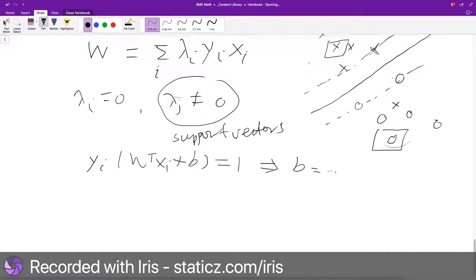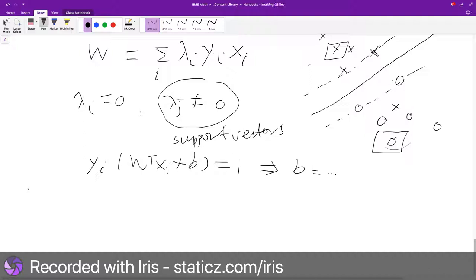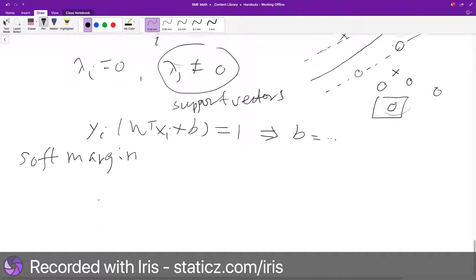But there is another method based on the same problem called the soft margin. It's a very easy generalization. It turns out the problem is still quadratic programming. So the method is like this: you define a slack variable.